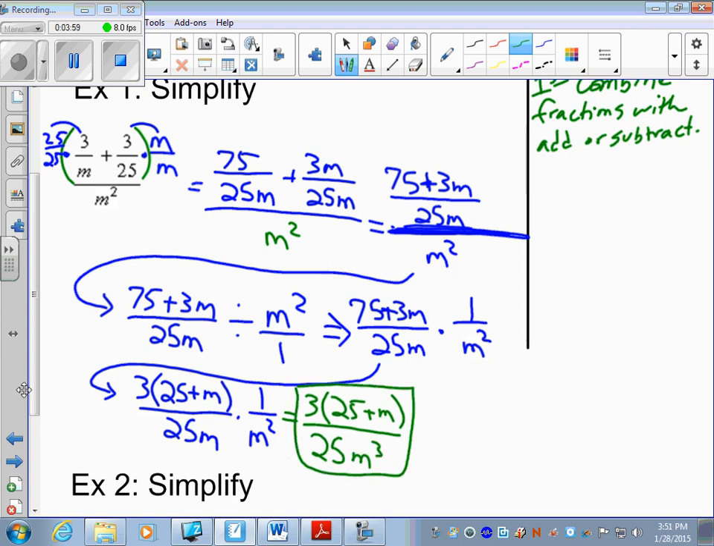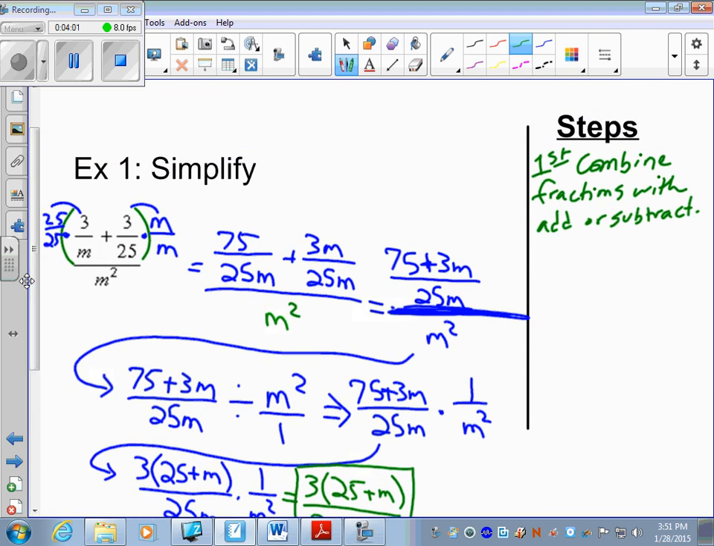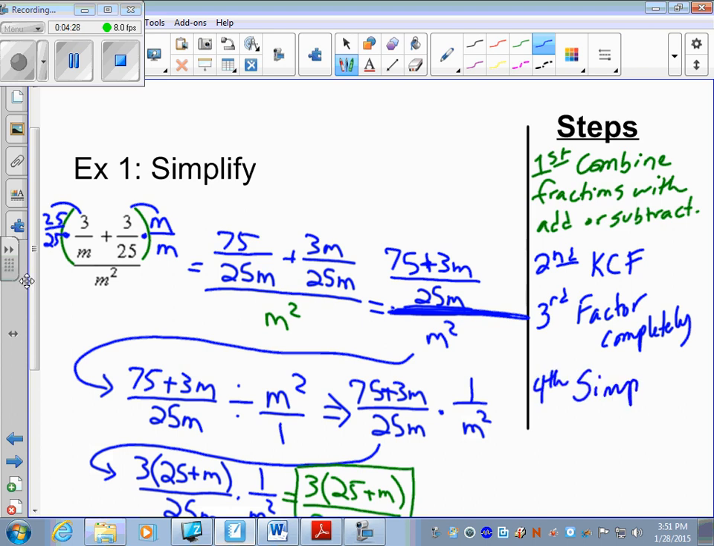So going back up to the steps, after the first step, the second step is to do KCF, keep it, change it, flip it. Then third, factor completely. And fourth, simplify. As we saw, simplifying is not always possible, but we always try. Moving on, example 2.